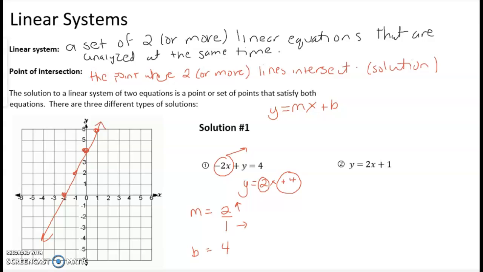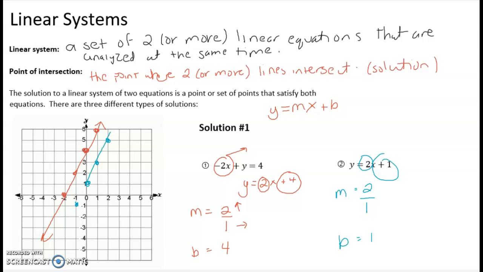The second one, I'll use a different color. We'll use blue. It's already in the form y equals mx plus b. So our slope here is a 2, and we can put a 1 underneath. And then our y-intercept happens at positive 1. So we can go to positive 1 and put a dot. And then we can go for our slope: up 2 over 1, and go down 2 over 1.